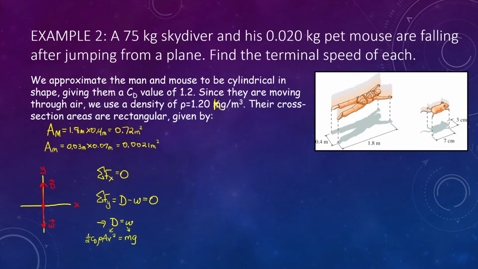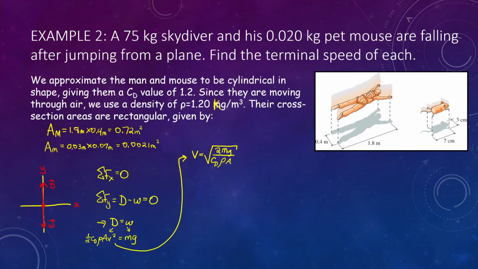Well, now we see a speed, v, that we could solve for. So let's take this over and do that. We have to do some basic rearranging here. I'm going to multiply both sides by 2 to get rid of the 1/2. Then divide by CD rho A. Once I do that, you can take the square root. This is going to give us a speed v of the following. The square root of 2mg divided by CD rho A. This is our equation for terminal velocity.